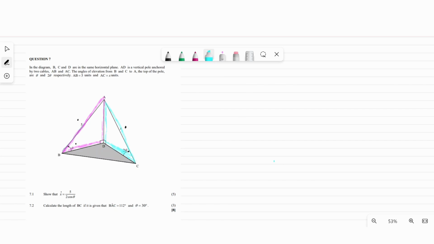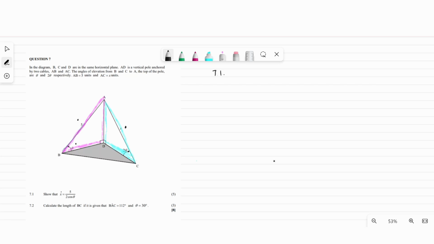What we see between the purple triangle and the blue triangle is that they are both right-angled triangles, meaning we can use trig ratios. Also, they both share AD as a common side. So I'm going to use that common side to arrive at the 7.1. Let's do that. First, I'm going to deal with the purple triangle.